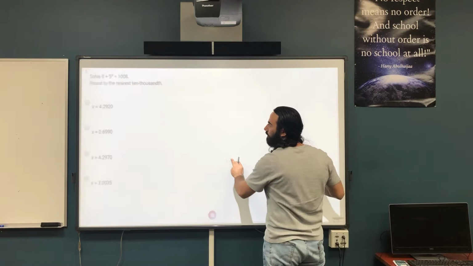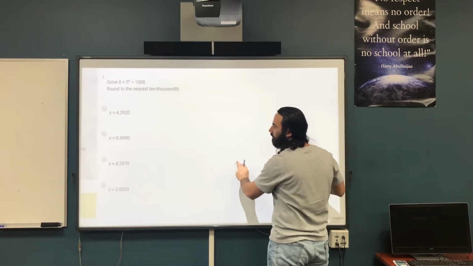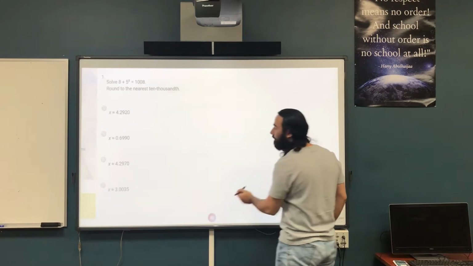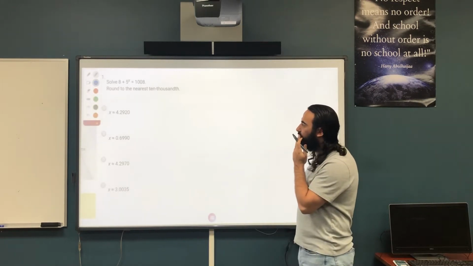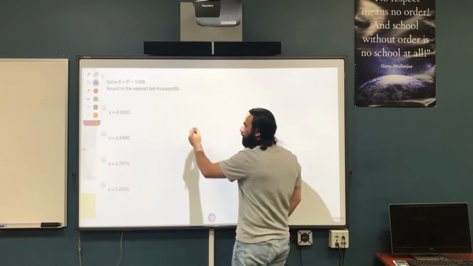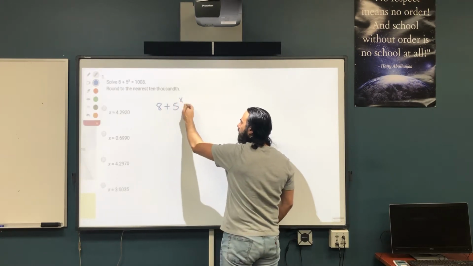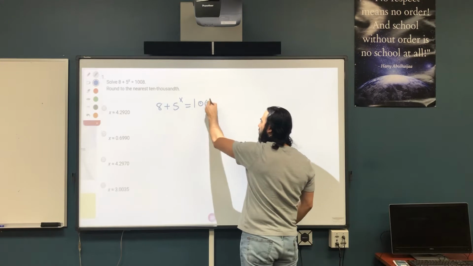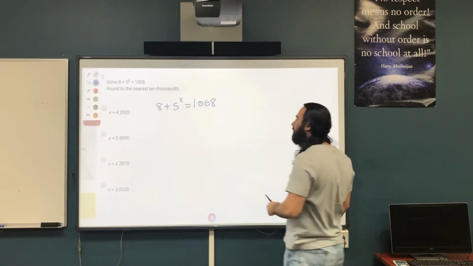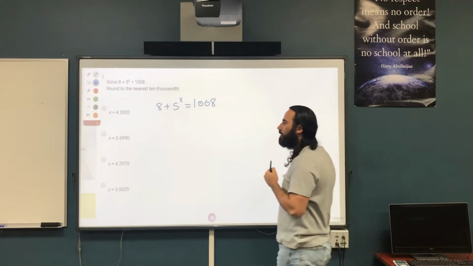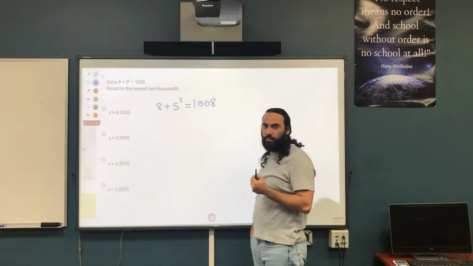Let me zoom in. So this is the first question you're going to have. Now, the question is that we need to solve the exponential equation 8 plus 5 to the power of x equals 1008. To solve an exponential equation, we have to use the log, okay?